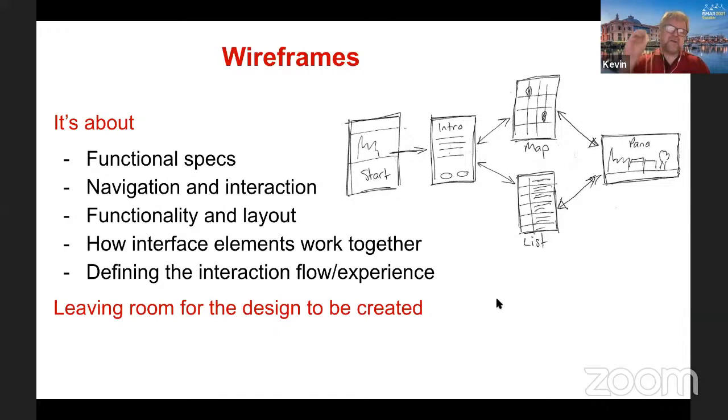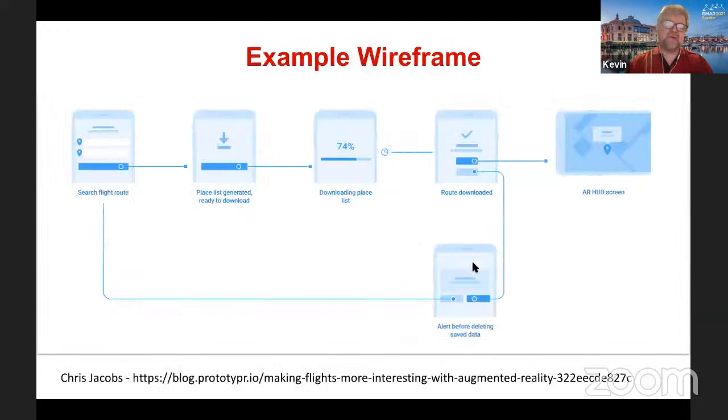So it's really about functionality and layout, and not at all about the aesthetics or the look and feel. It's also about how the interface elements work together. So there's a set of 5 screens from a mobile app with little arrows through them, and it really shows how the user can navigate between the screens, going from the start to the introduction to either a map or a list view, and then down to another picture view and back again. So it's really about defining the interaction flow and leaving space for that design to still be created.